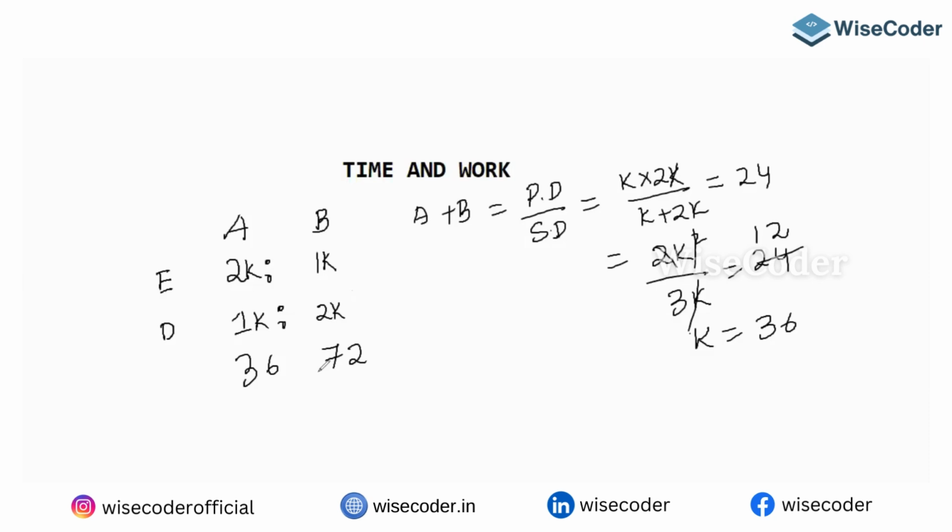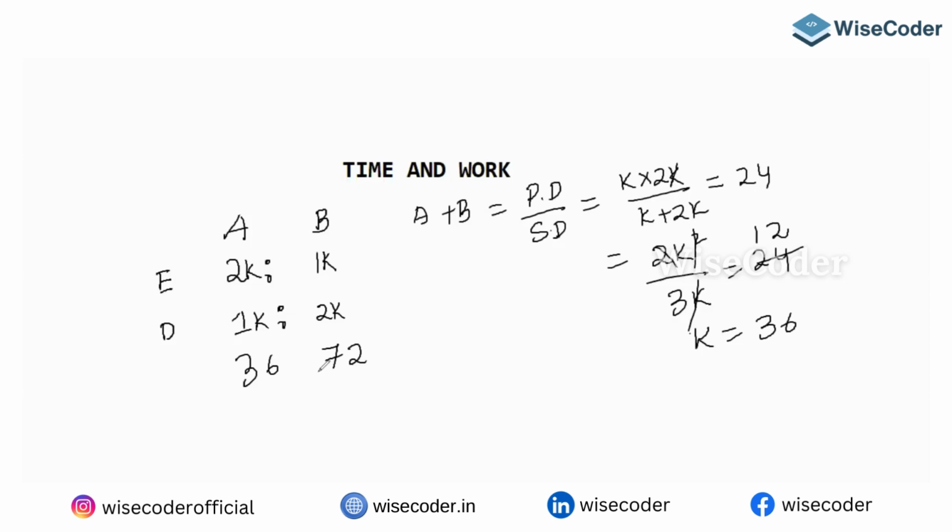Okay, we'll try to solve the next question. Please write down question number 2. A is twice as good as B. B is twice as good as C.